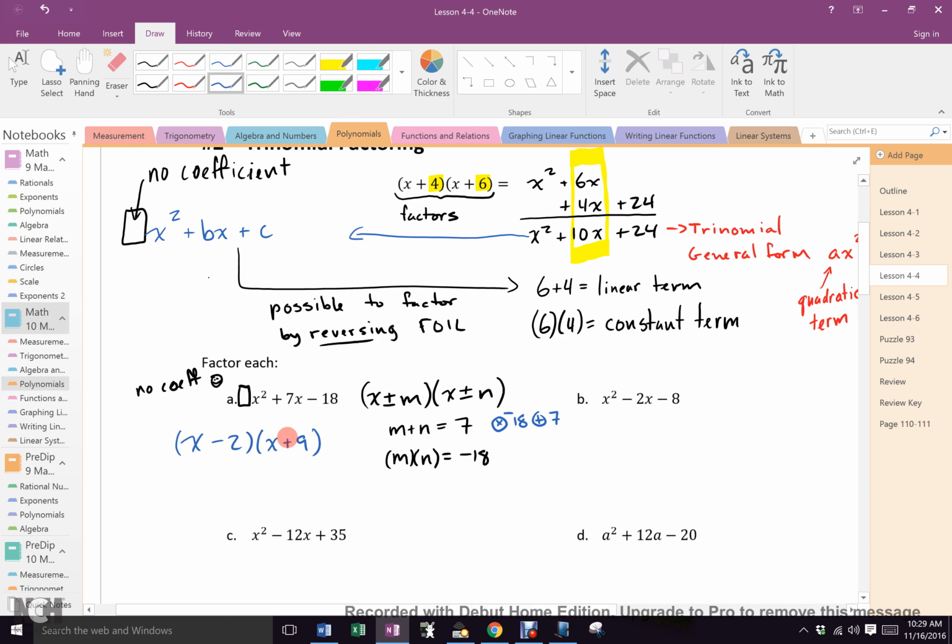Now, when I expand that, negative 2 plus 9 is 7. Yay! Negative 2 times positive 9 is negative 18. Yay! And I've got it. Is everybody with me? Everybody understands the math behind it, yes? Is everyone cool? So I'm going to shortcut this one down.